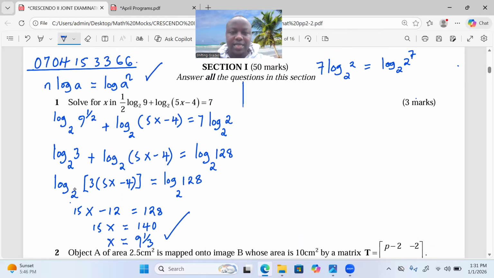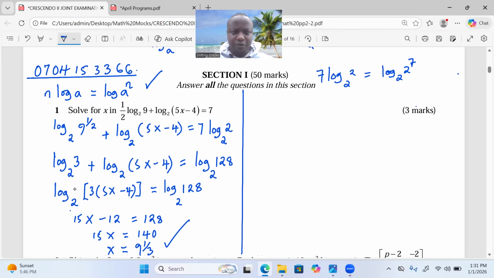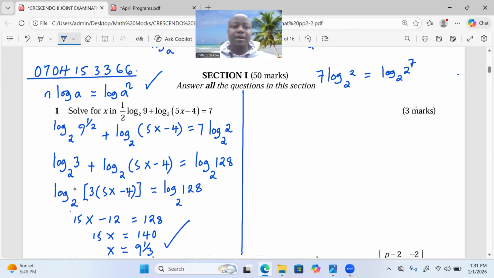We can look at the second approach. How else can we approach the same question and get the same answer?